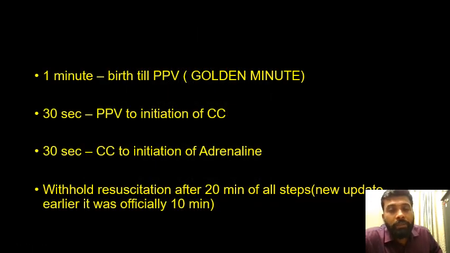And a few facts which are mandatory. The first 1 minute of neonatal resuscitation is known as the golden minute. The first 30 seconds is PPV to initiation of chest compressions, and the next 30 seconds is chest compression to initiation of adrenaline. So the whole process up until adrenaline you have to finish within 2 minutes. That quick and that objective you have to be.